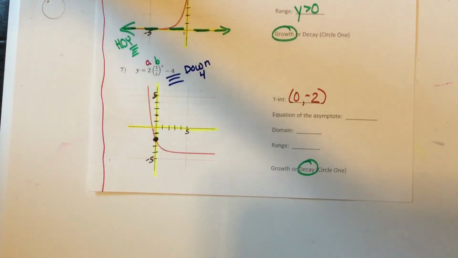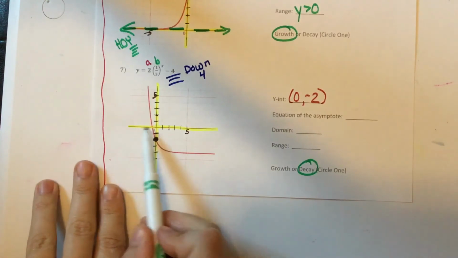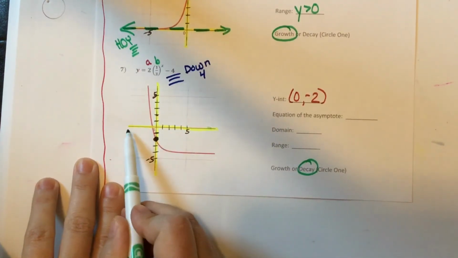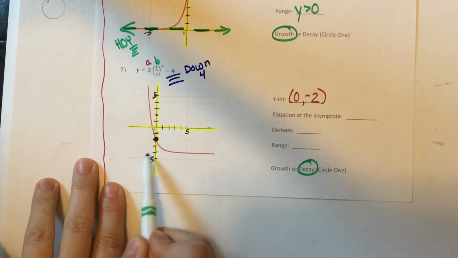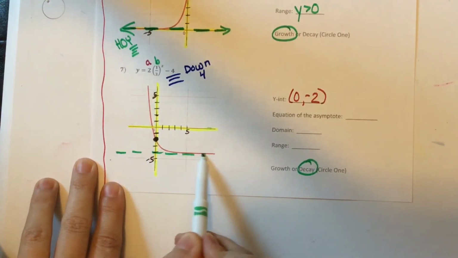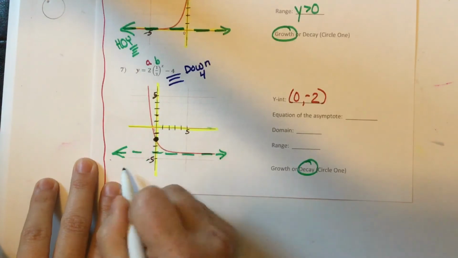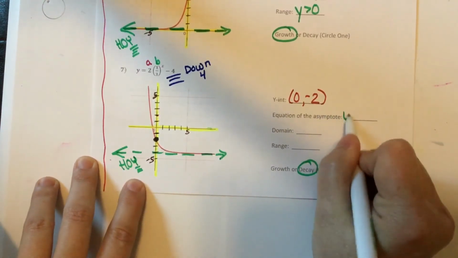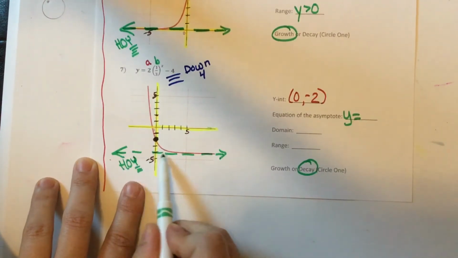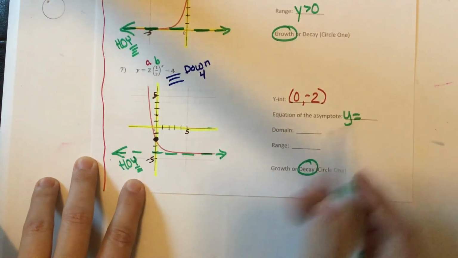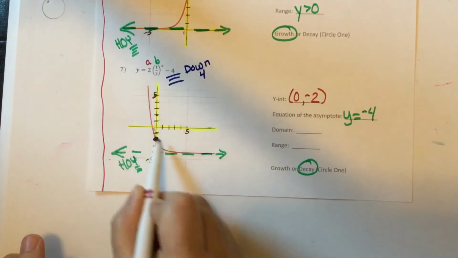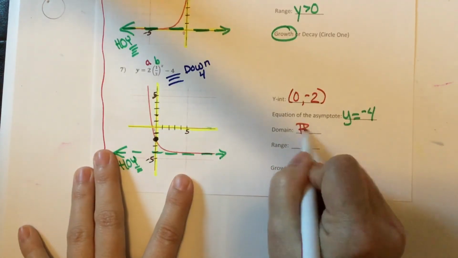Okay, so instead of our asymptote being right here on the x-axis, it goes down 4. So 1, 2, 3, 4. So this is where my horizontal asymptote is. It's still a horizontal line, so it's still a HOY, so y equals, but this time my y value everywhere here is -4. This graph goes forever to the left, forever to the right, so the domain is all real numbers.